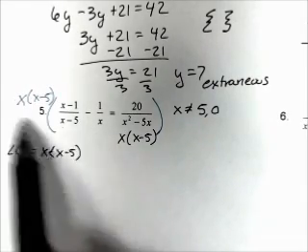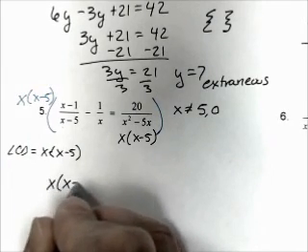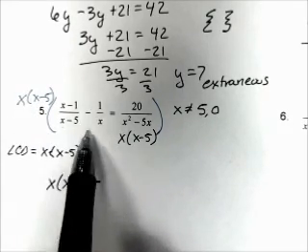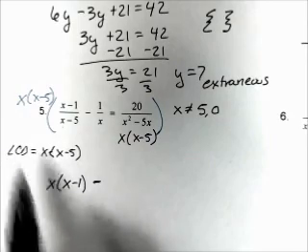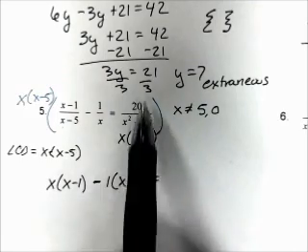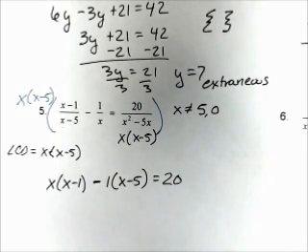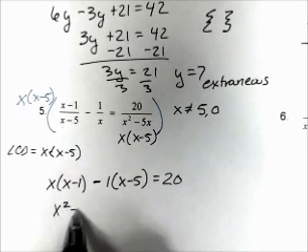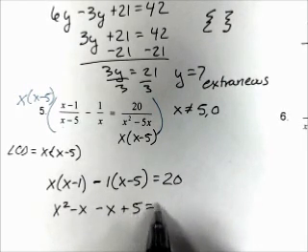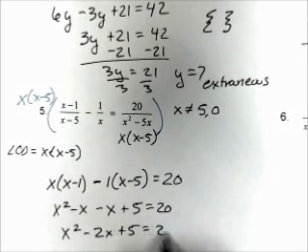All right, go to multiply here. The x minus 5's divide out. We're left with x times x minus 1. Minus, multiplying here, the x's divide out. We're left with minus 1 times x minus 5. And on the other side of the equation, all right, both divide out, so 20 remains. Distribute, x squared minus x, distributing in -1, minus x plus 5 equals 20. Combining like terms, x squared minus 2x plus 5 equals 20.